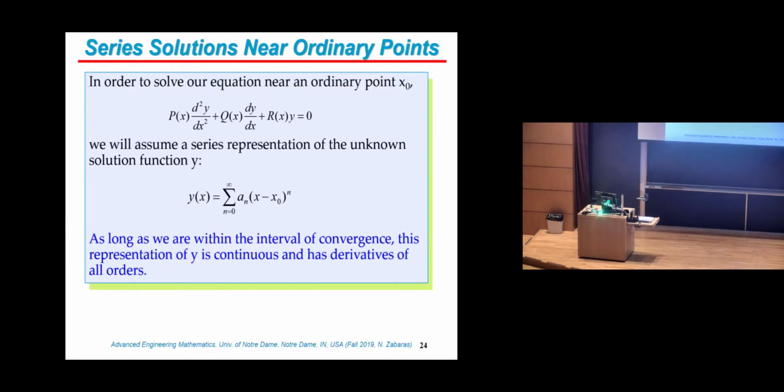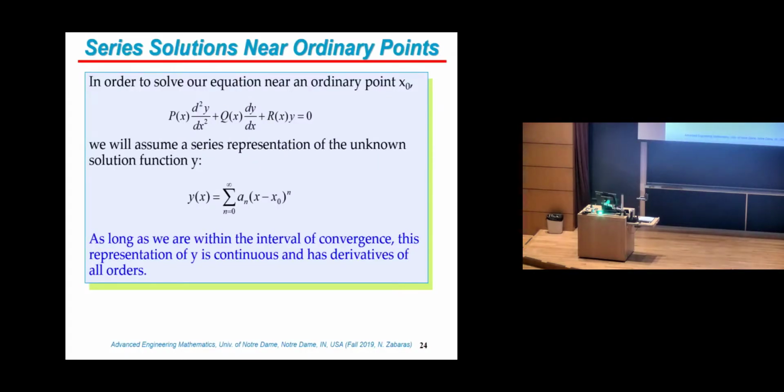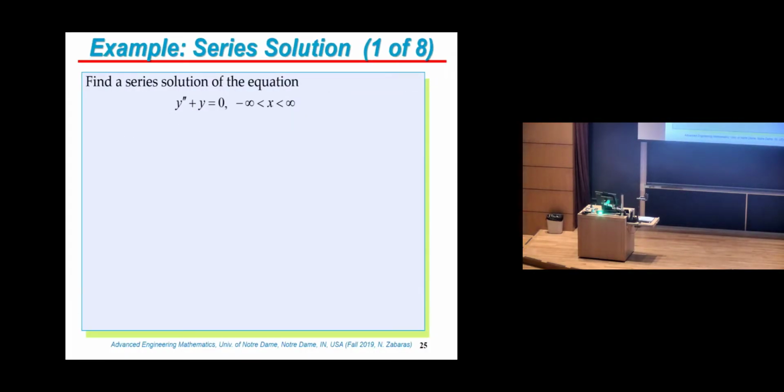All right. So we're going to solve first the equation around an ordinary point where p of x0 is not equal to 0. So we're going to assume an expansion that looks like that. All right. So we're going to plug it in there and see what type of information we can actually get. So let me do one example. The best way to learn these things is by simple trivial examples. So let me take y double prime plus y equal to 0.